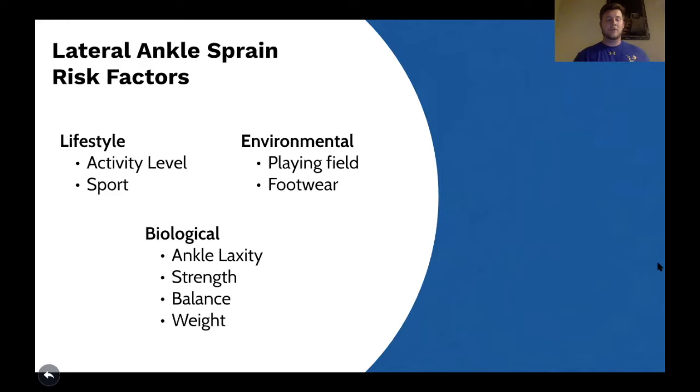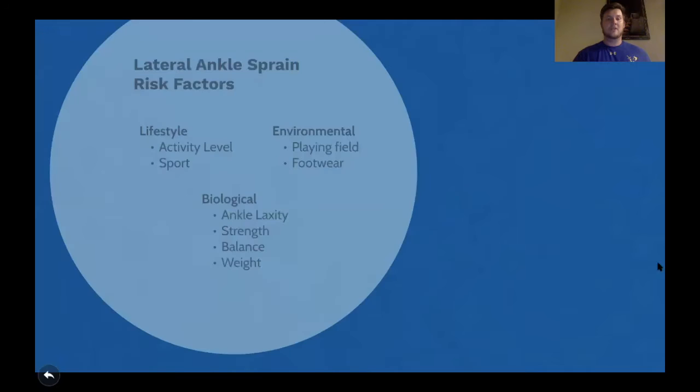And one thing I do want to make clear is that these risk factors, for the most part, are very conflicted when you look through the research. There's not a large consensus on these are true risk factors, but these are some of the ones that are at least debated in the current literature.